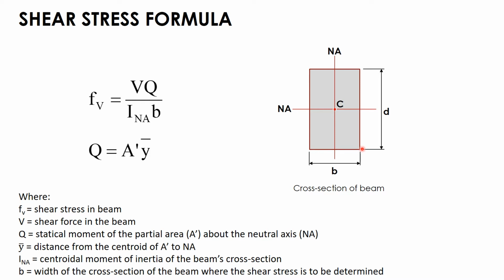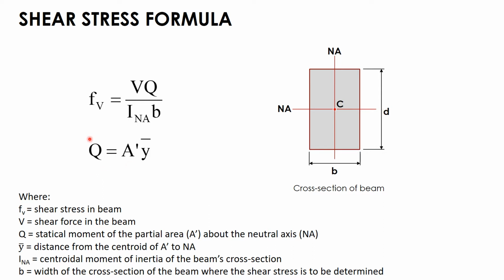But what we will commonly use in the sample problems is the location of the neutral axis about the vertical, what I mean is this axis here, so that the neutral axis will be located at D over 2 or half of the depth. So, this is what we will use.